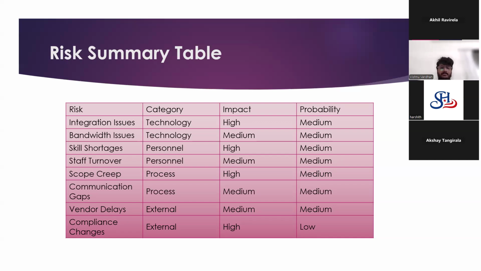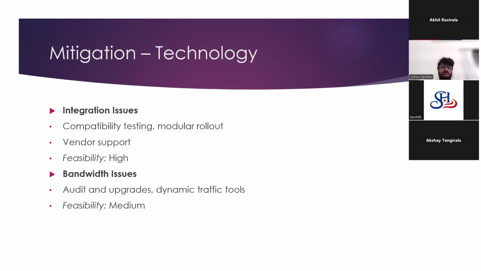Coming to the next one, the mitigation of technology risks. To tackle technology risk, we can perform compatibility testing or roll out upgrades in modular phases. Having vendor support during the integration also helps. For bandwidth issues, conducting a network audit and deploying dynamic traffic management tools can alleviate bottlenecks. These solutions are both feasible and cost effective when planned early.